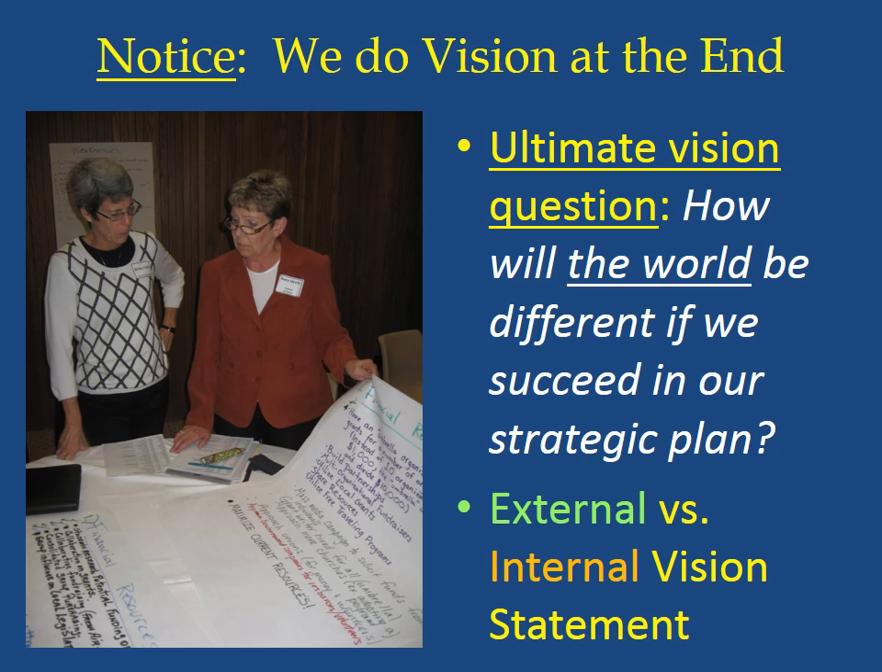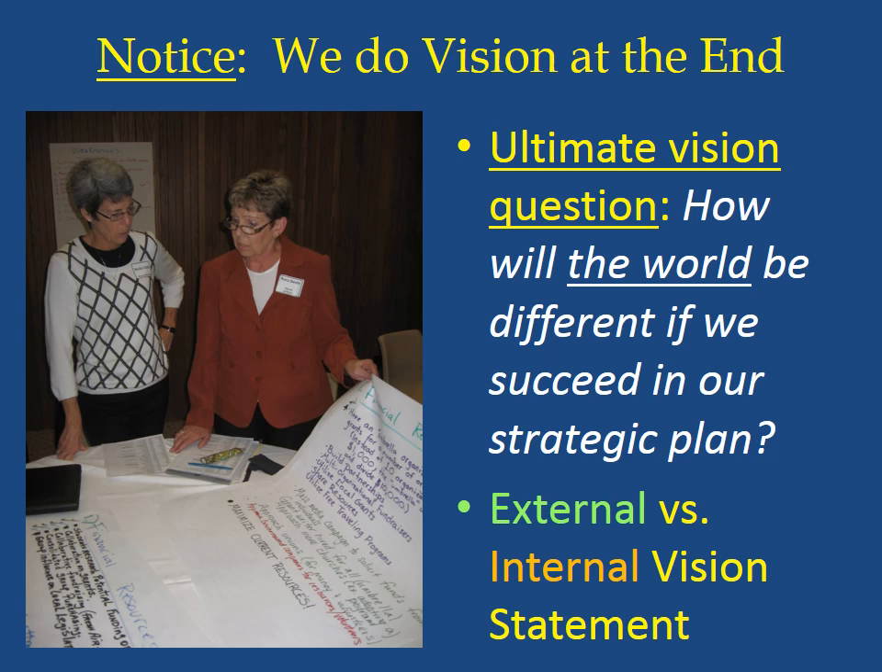Notice that we do the vision at the end. Now you can force vision into the beginning of a process like this. We used to do it that way. And what we found was that charismatic leaders and people in positions of authority would have a really good sense as to what their vision for the future of the organization was, and they would generally impose that vision on the rest of the group. We think that this process makes the vision more a process that's created by everyone in the strategic planning. So the ultimate vision question here is, how will the world be different if we succeed in our strategic plan?